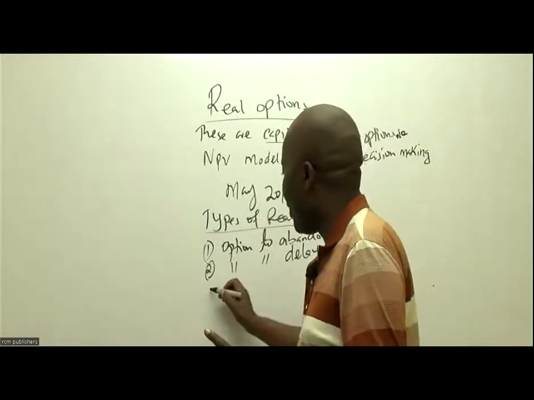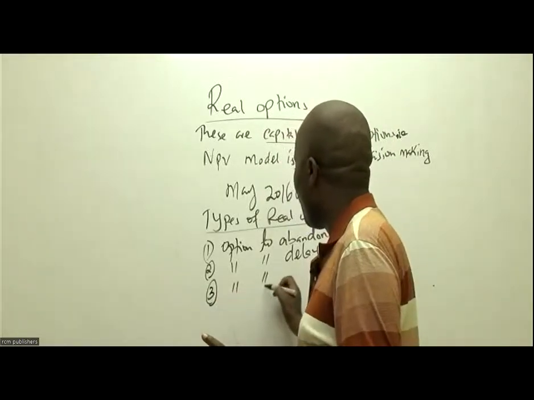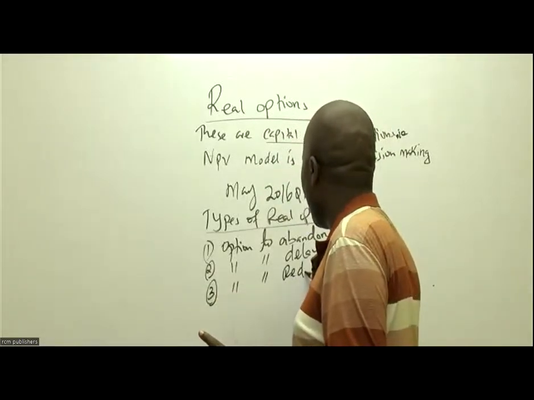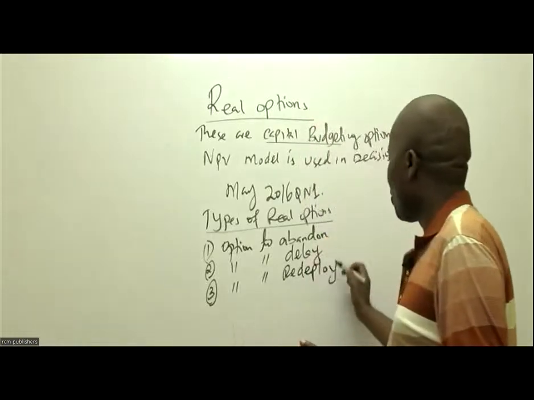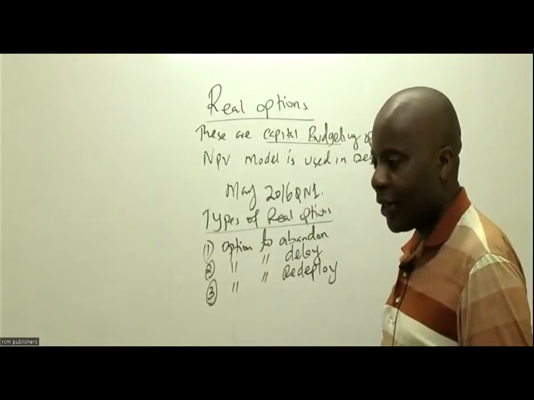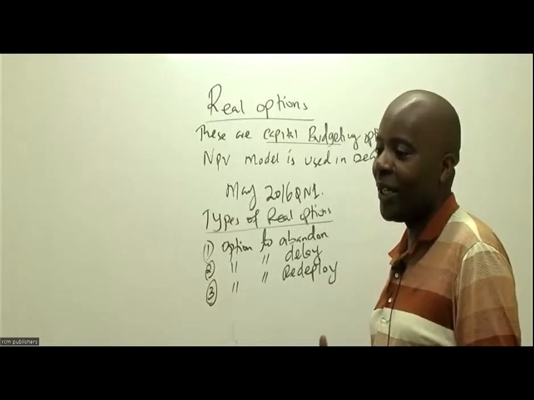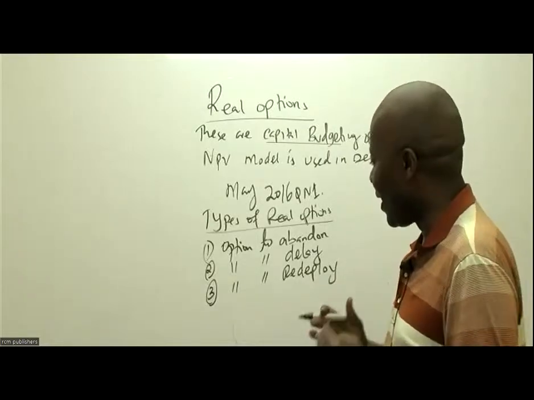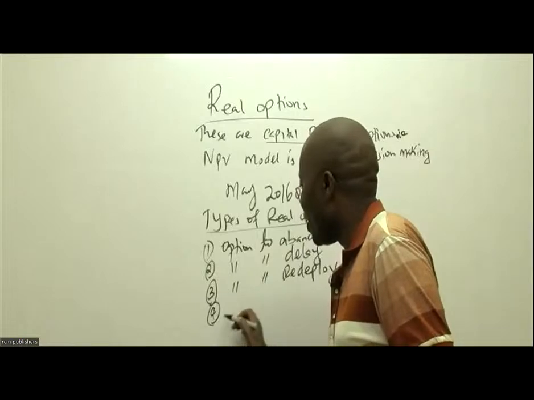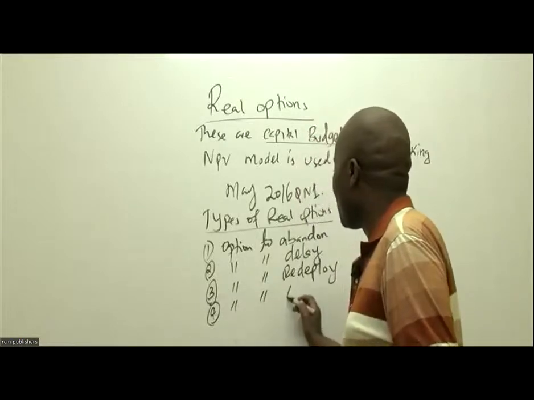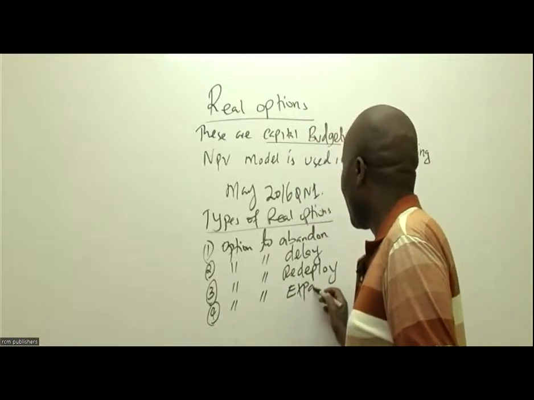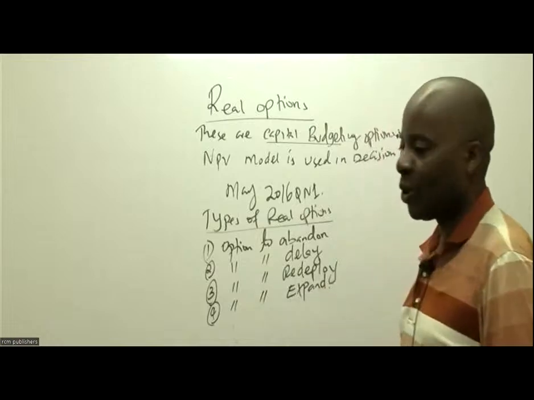Number 3, we have option to redeploy resources. Option to buy, we know, but I like this class because you guys are really trying. Number 4, we have option to expand.